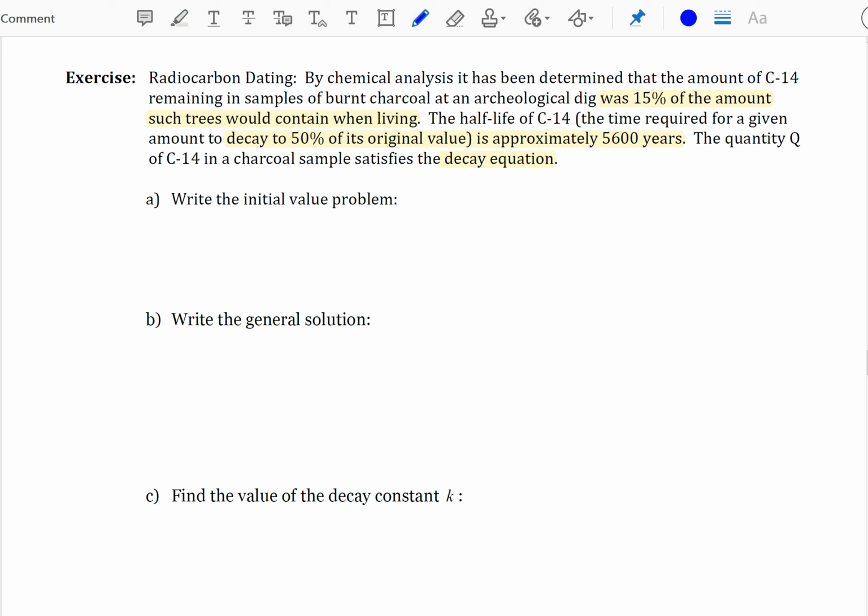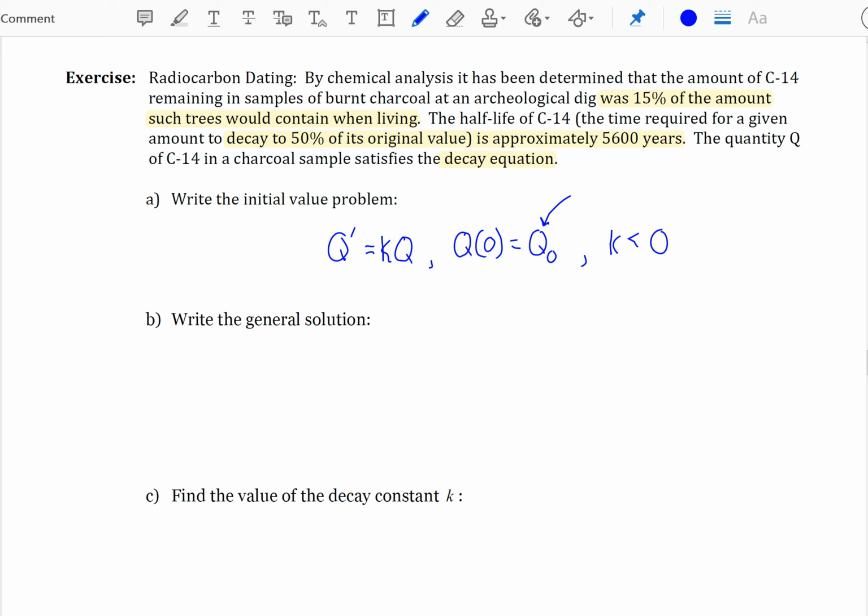So here our initial value problem would be Q prime is equal to KQ, where Q of 0, our initial value, would be Q naught, and our value K, our decay constant, we know would be less than 0. Now, this problem differs from the previous problems in that they told us specifically what Q naught was, our initial value. In this problem, we're not explicitly told what Q naught is.